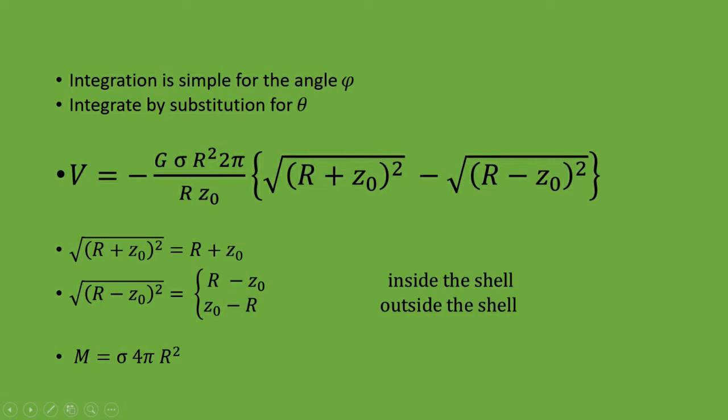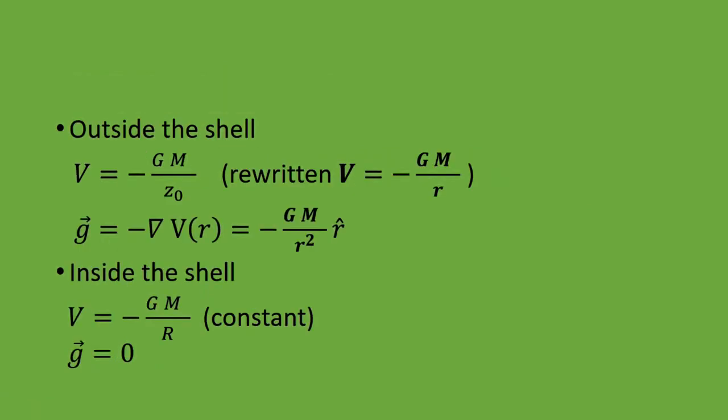Now, the total mass of the whole spherical shell is nothing but sigma times the total surface area of a sphere, which is nothing but 4 pi times the radius squared. So now, simplifying all that, we find the answer for outside the shell and for inside the shell. I will leave it to you to simplify these terms and to prove that. If you are outside the shell, the answer is nothing but minus capital G, the total mass of the shell, divided by Z0.